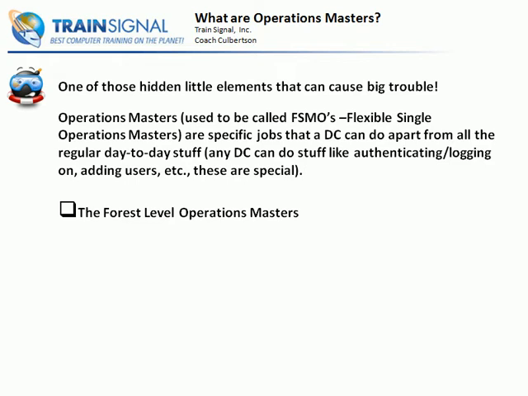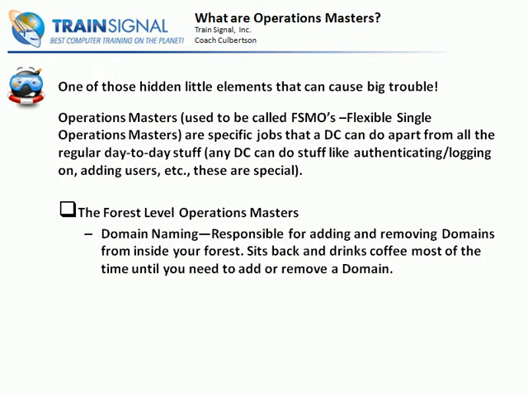Everything in your forest, everything in your big network, there are two operations masters that do very specific jobs. The first one is called the domain naming master, and it's responsible for adding and removing domains from inside of your forest. Now, remember, in Global Mantix, our forest root domain is DC1 right now. Now, DC1 has the domain naming master on it, and most of the time, just so you know, it sits back and drinks coffee.